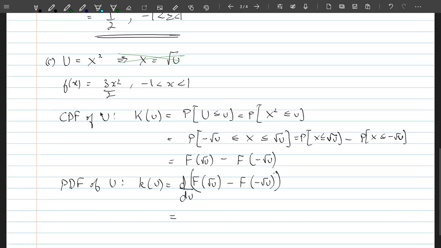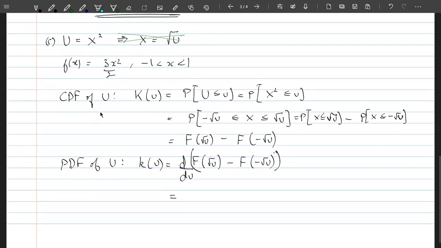So by chain rule, this will be f dash of square root of u, which is small f of square root of u, times derivative of square root of u, which is 1 by 2 root u, minus f dash of minus square root of u, which is small f of minus square root of u, times the derivative of minus square root of u, which is minus 1 by 2 root u.